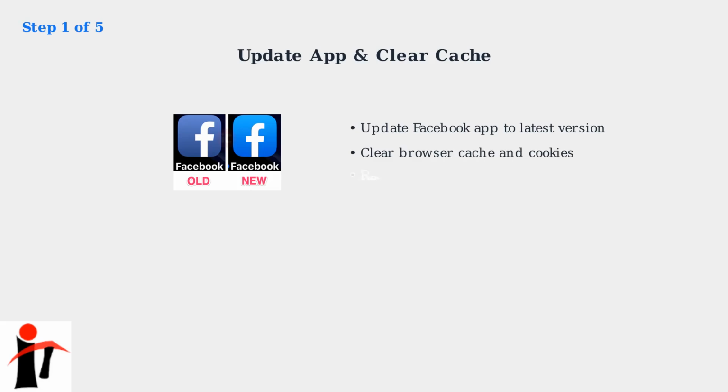Let's systematically restore your Facebook Marketplace shipping options. We'll start with the most common fixes and work through each solution step by step. Step 1. Update your Facebook app and clear your browser cache. Outdated apps are the most common cause of missing shipping options.